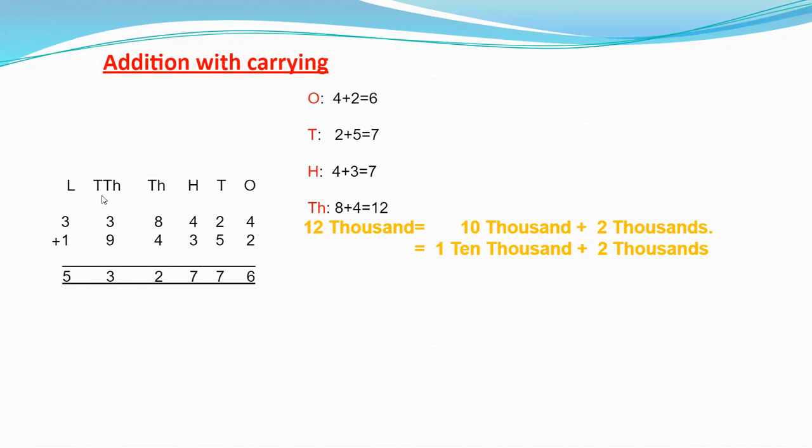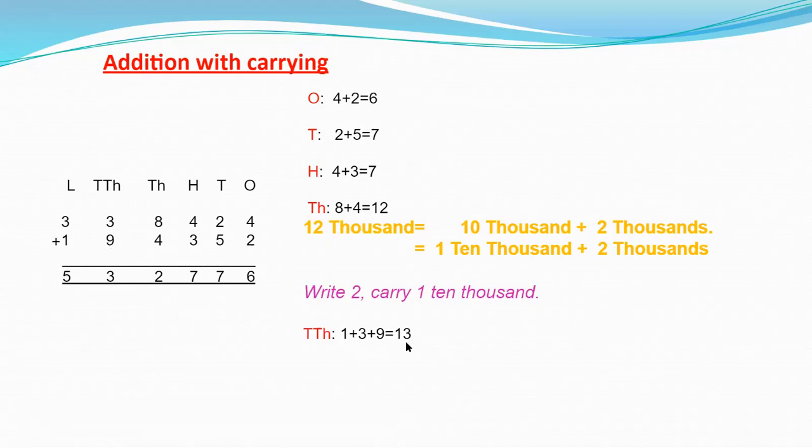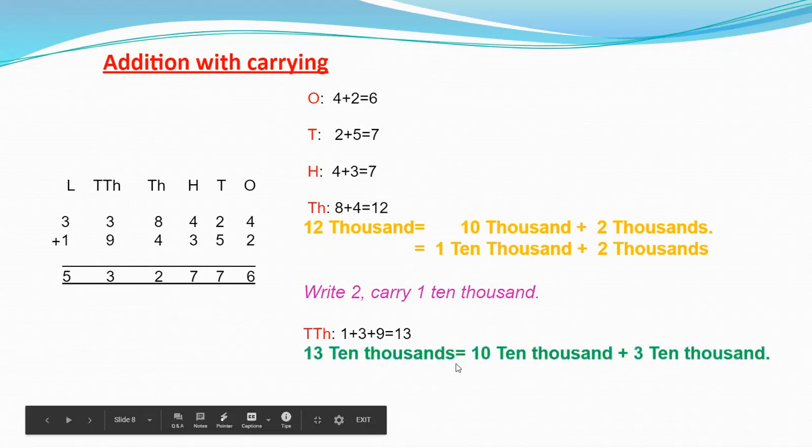Now we will add 10,000. So in the 10,000 place, this number 3 and 9 is already there and 1 is carried. 1 plus 3 plus 9 equal 13. Now it is 13. So what to do with the 13? We will first of all write 13 ten-thousands equal 10 ten-thousands plus 3 ten-thousands. This is simple expanded form.